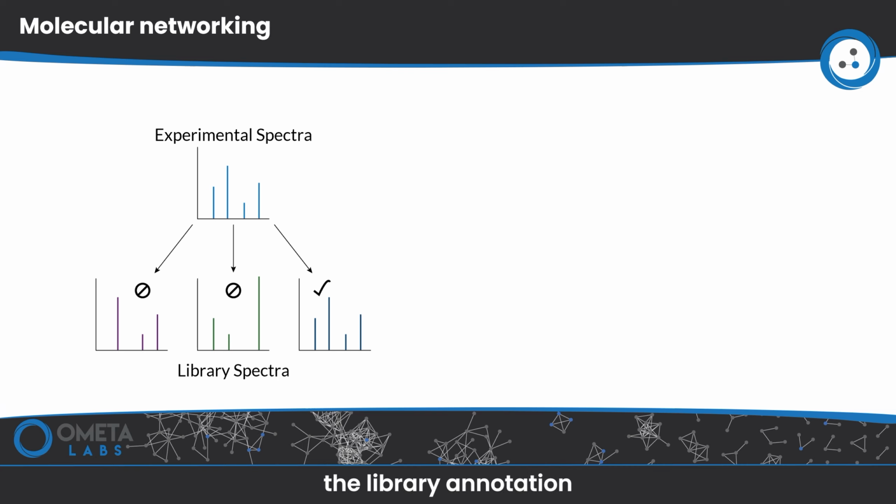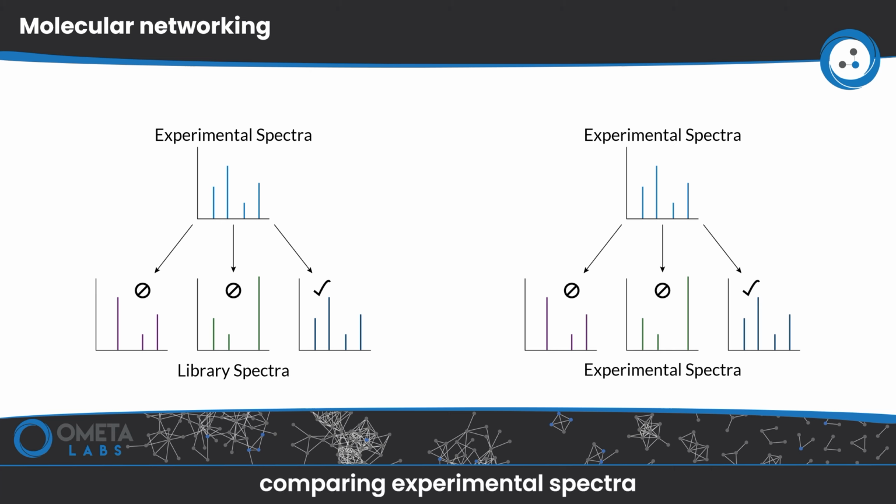Instead of just performing the library annotation step, where experimental spectra are compared to library spectra, molecular networking performs an additional step, comparing experimental spectra to each other. And since MS2 spectra give us information on the chemical substructures within a molecule, compounds that have similar MS2 spectra tend to have similar structures as well. Thus, molecular networking can identify structurally related metabolites, whether they have a library match or not.